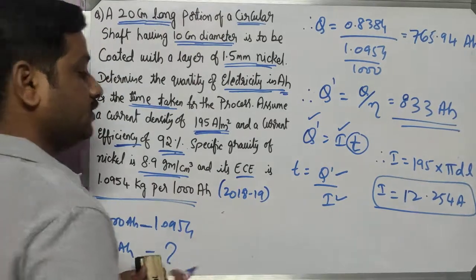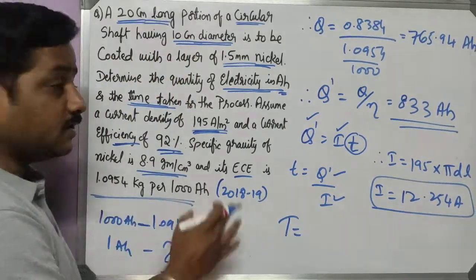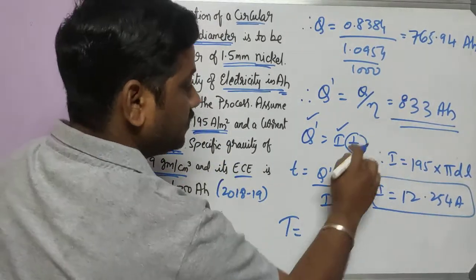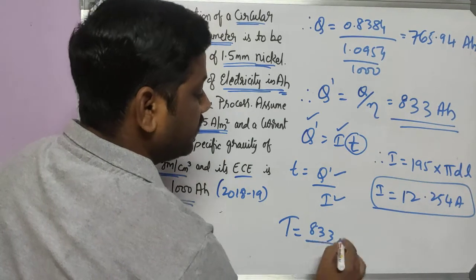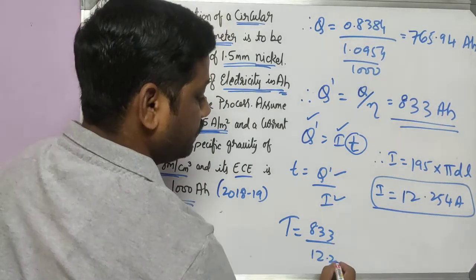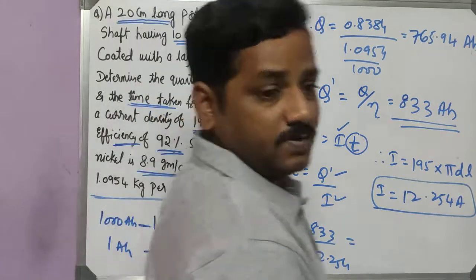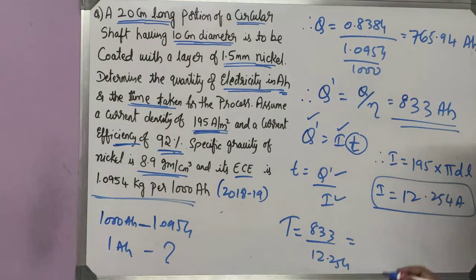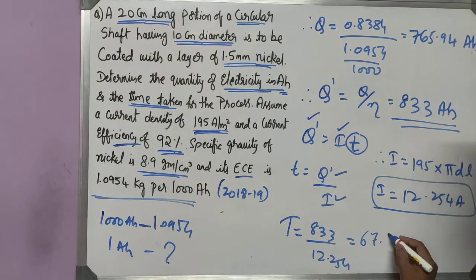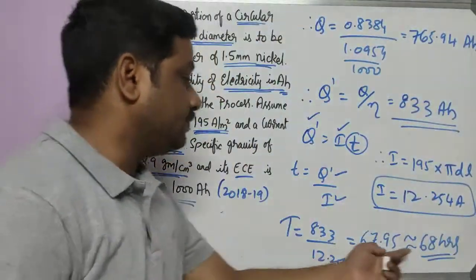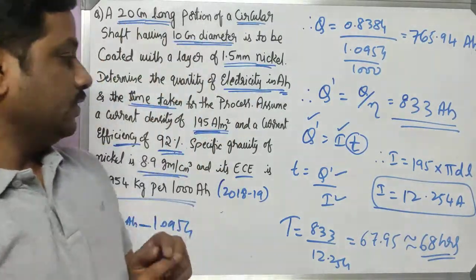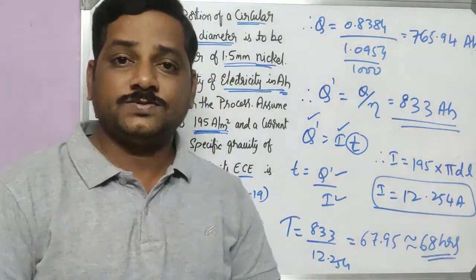Therefore the time taken for this process can be given as 833, that is the Q dash, by the current 12.254. So this will be 67.94, approximately 68 hours. Okay, approximately the answer will be 68 hours. So this is how the problem has to be solved.